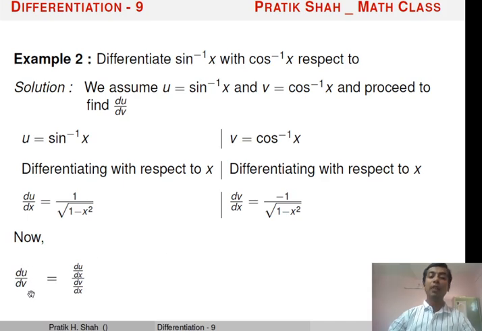Now du by dv is equal to du by dx divided by dv by dx, division of both of them. Substitute their values: 1 upon root of 1 minus x square divided by minus 1 upon root of 1 minus x square. So here root of 1 minus x square cancels, and we are left with 1 upon minus 1, which is equal to minus 1. This is our final answer.